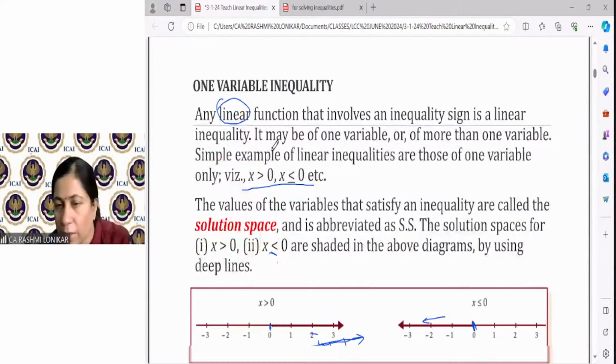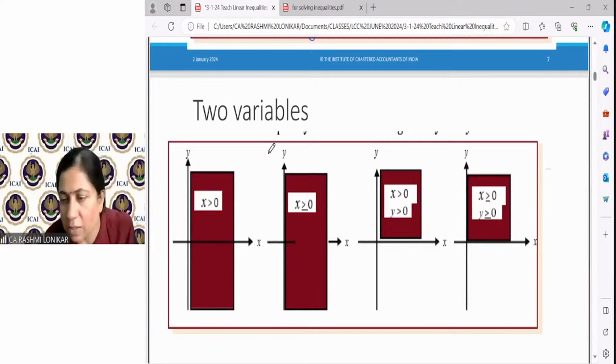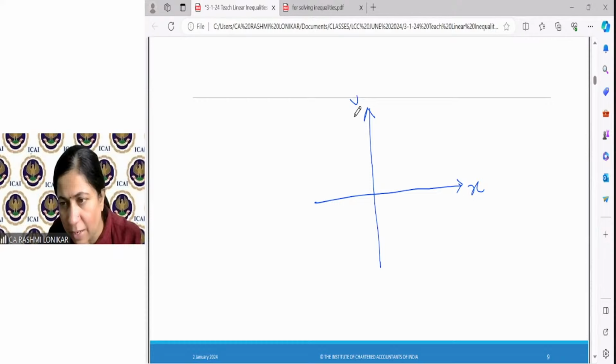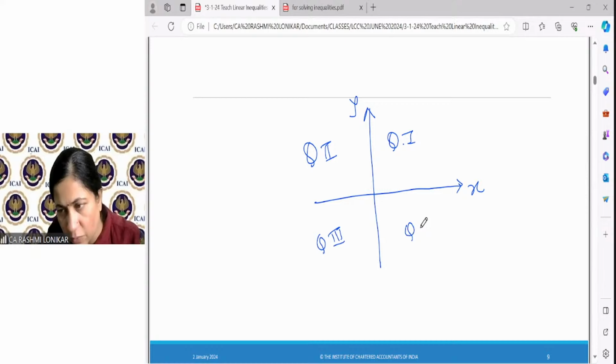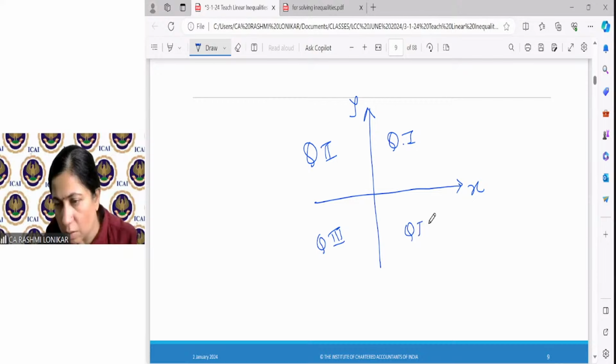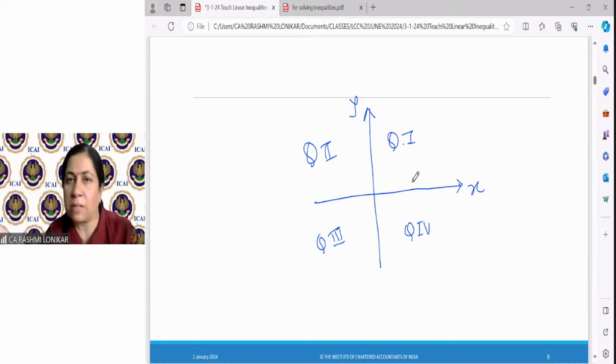Okay, now this is quite clearly shown in two variables, like x and y. Before we go any further, let me tell you this. Most of you must be knowing it. This is my x, this is my y. So, this is called quadrant 1. This is called quadrant 2. This is called quadrant 3. And this is called quadrant 4. When two lines intersect, they will form four parts. These four parts, like we say quarter, one fourth.